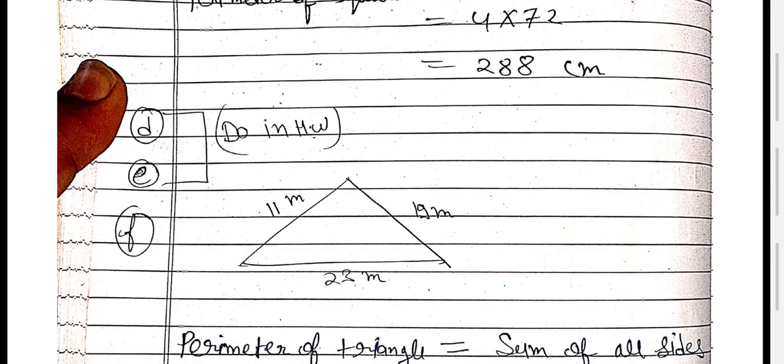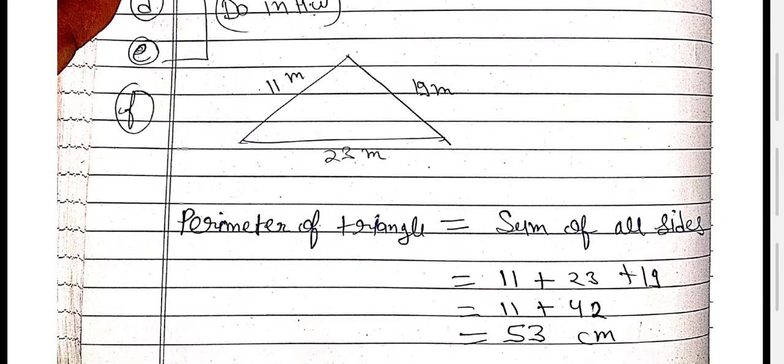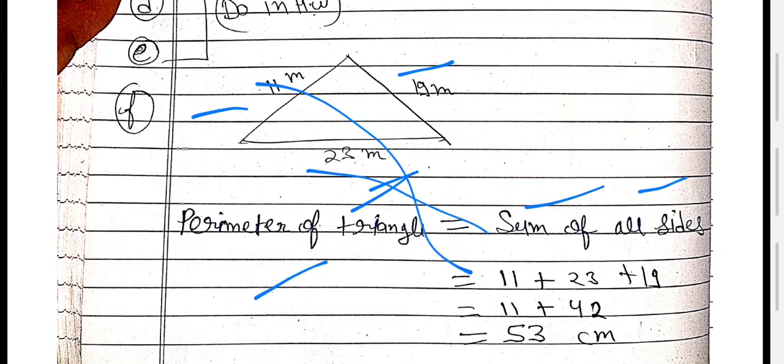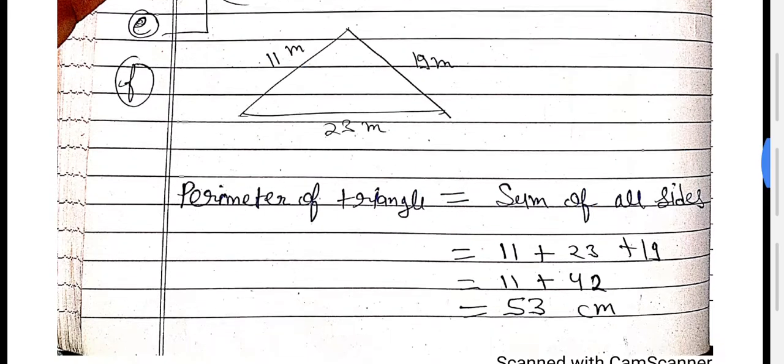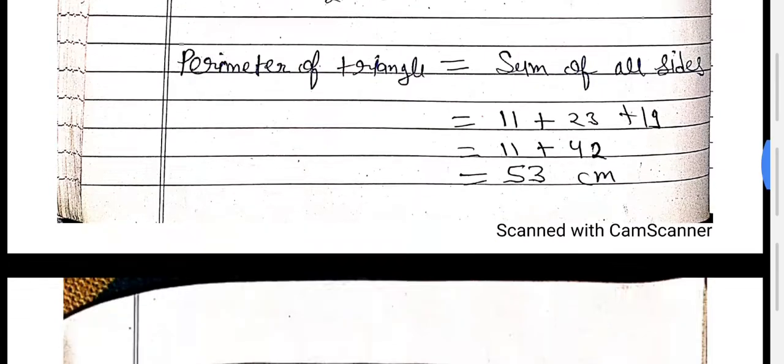Similarly, two more figures are given in your book. You have to solve them by yourself in homework. Now come to figure F1. In this figure you have one triangle with sides 11, 9, 19, 23. The perimeter of a triangle is the sum of all sides. So the first side is 11, the second is 23 and then 19. Now add 23 and 19, it becomes 42, plus 11, it becomes 53. So your answer is 53 centimeter.